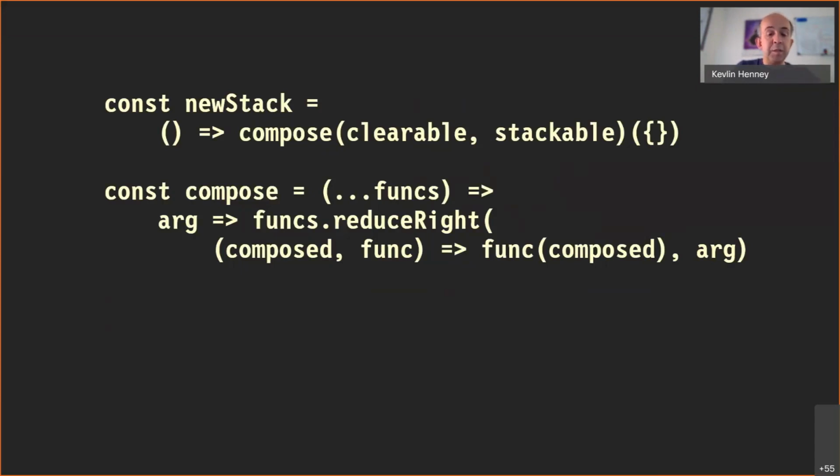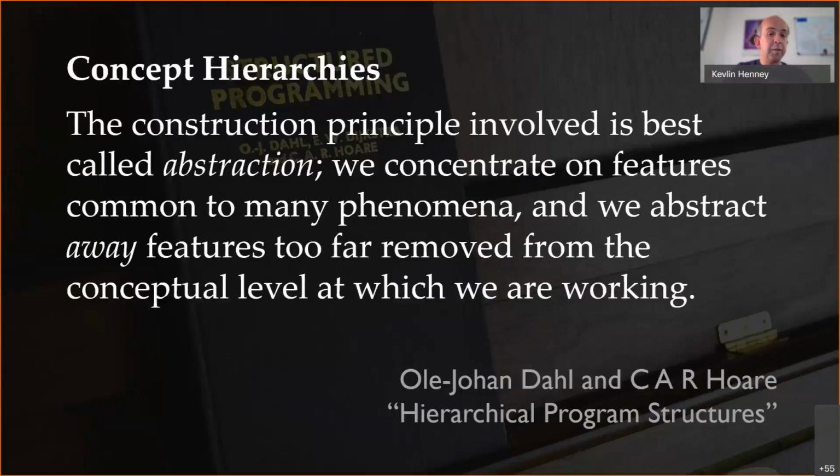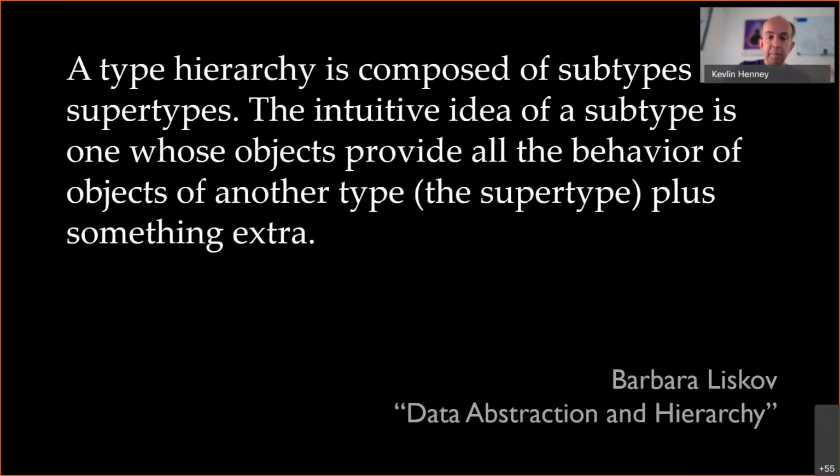back in 1972, because we see here that Dahl and Hoare were very clear on concept hierarchies. The construction principle involved for using concatenation is best called abstraction. We concentrate on features common to many phenomena, and we abstract away features too far removed from the conceptual level at which we are working. This is 72. We also have a much better formalism. This one is not always correctly understood, but it is better understood.